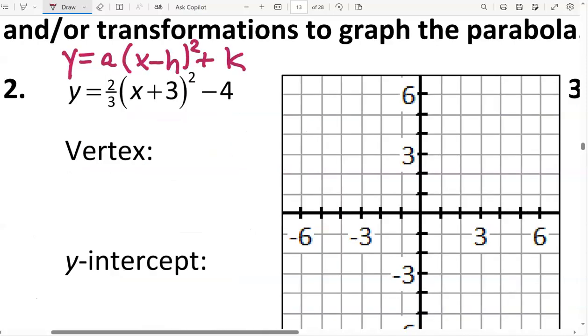In question 2, we have an equation that's given to us in vertex form, so that's going to tell us immediately what the vertex is. The vertex has an x value of -3 and a y value of -4. Remember that h is what's being subtracted from x, and since in the parentheses there is an x plus 3, that can actually be written as x minus -3. So the vertex is -3, -4.